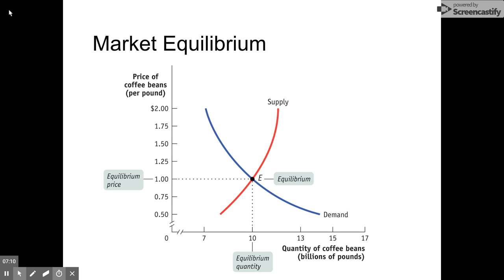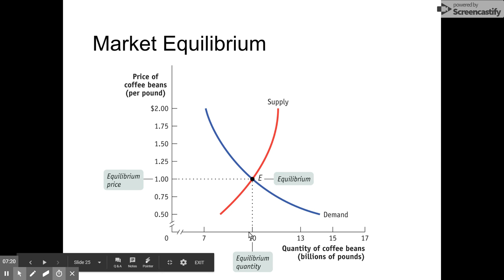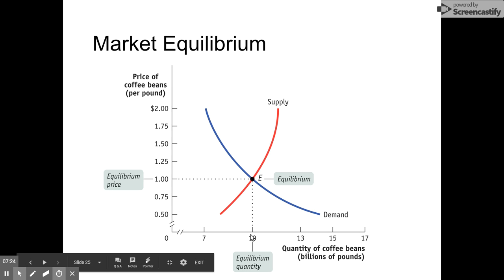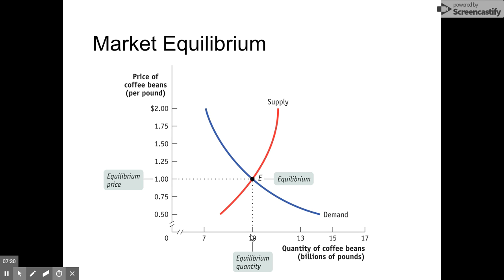And finally, equilibrium. This is where supply and demand meet. So at $1, companies are willing to supply 10 and people are willing to buy 10. This concludes our lesson in supply and demand.